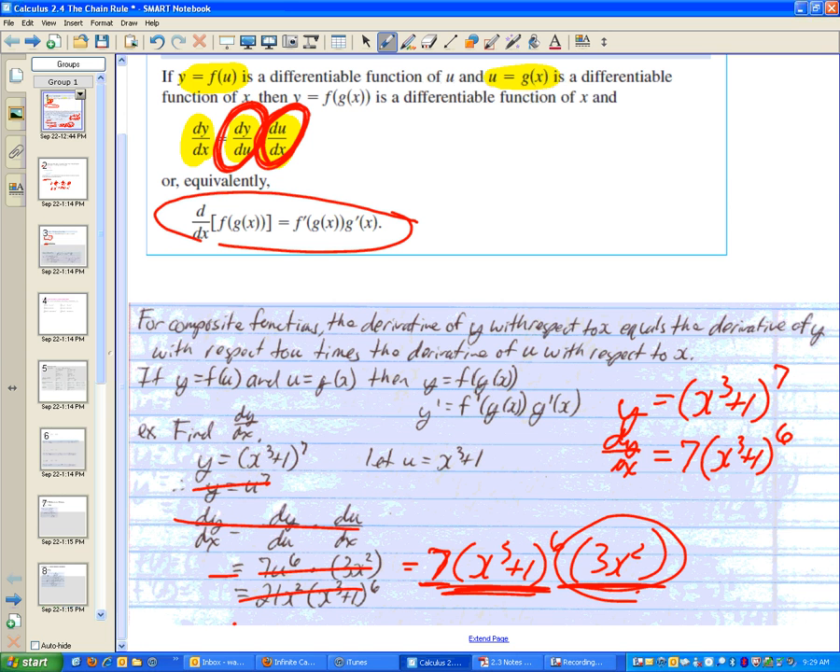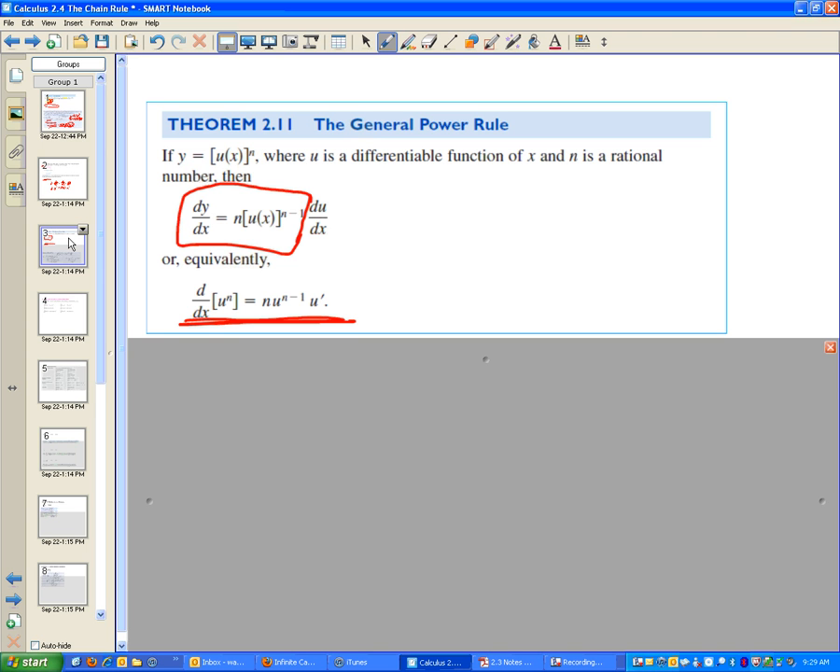U is x cubed plus 1, so we did times 3x squared. So the original notation of the chain rule gives us the exact same thing as the notation of the general power rule. So the general power rule is a version of the chain rule. It's a special case of it.